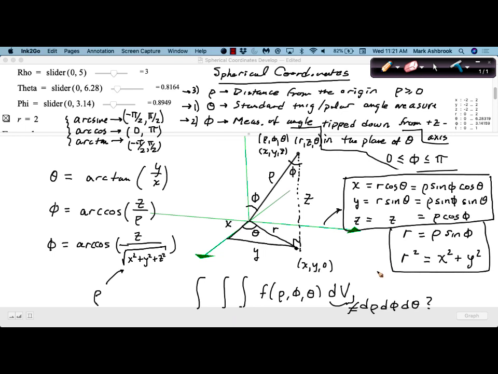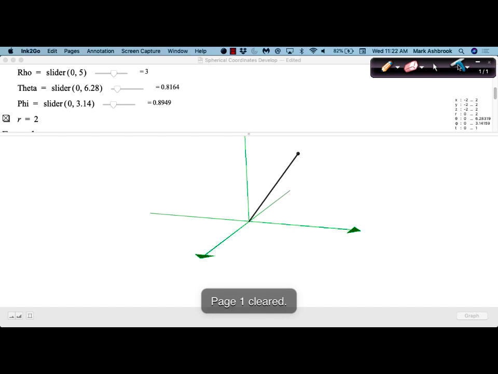Can I erase the screen? Okay, let's figure out what dv is. So we can write triple integrals in spherical coordinates. Let's bring that down a little bit.